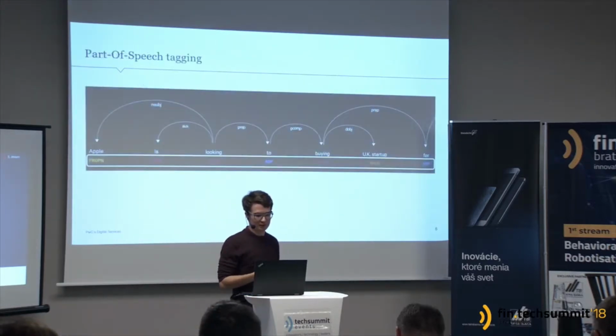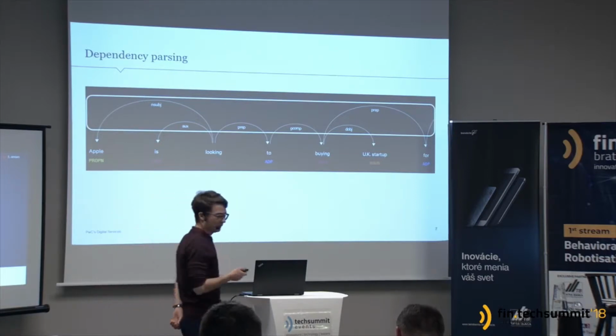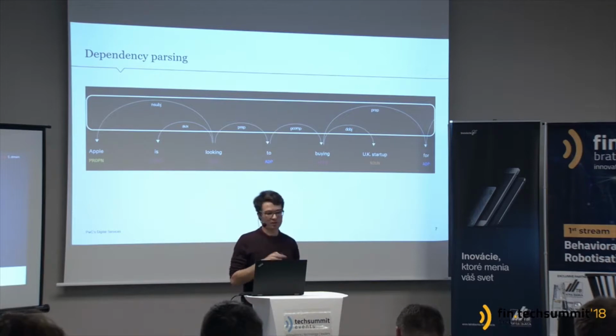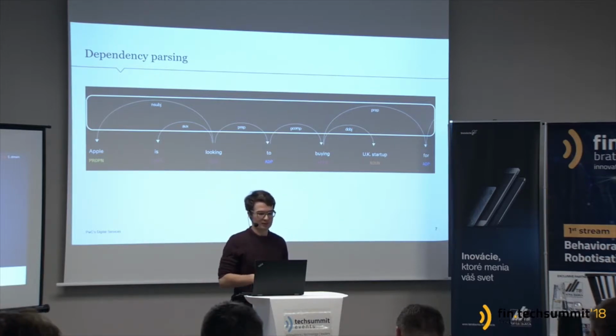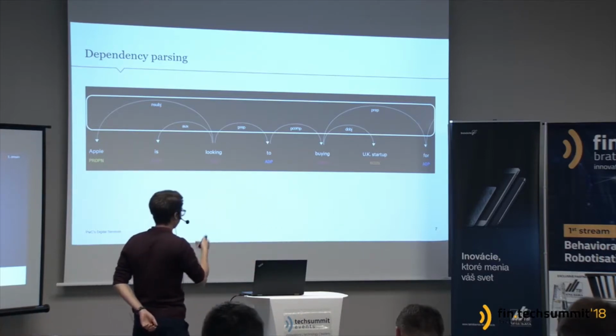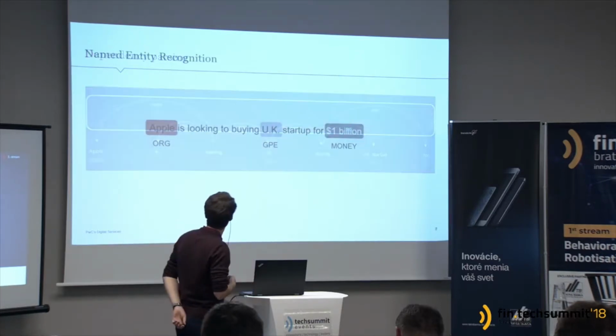Part of speech tagging. This is pretty simple, so just assign the part of speech tag to each token, so verb, noun, and so on. Next task, next exercise is a bit more complicated. Each token in a sentence has a certain syntactic connection to other tokens. For example, object, subject, proposition, and so on. And dependency parsing is about finding the connection between words or tokens in a sentence.